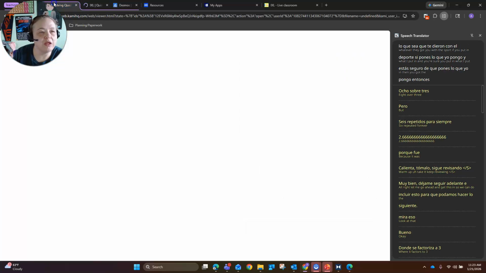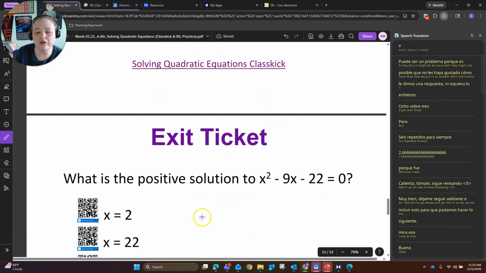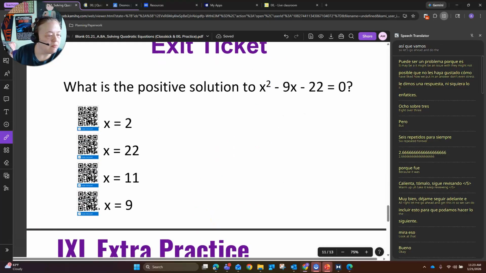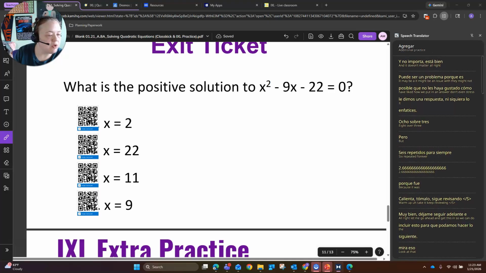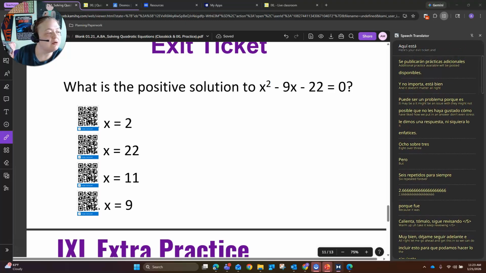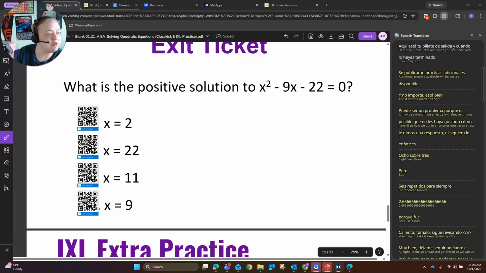All right, so let's go ahead and do the exit ticket. There is additional practice available. It will be posted. Here's your exit ticket, and when you are done with it, you may sign out. What is the positive solution to x squared minus 9x minus 22 equals 0?